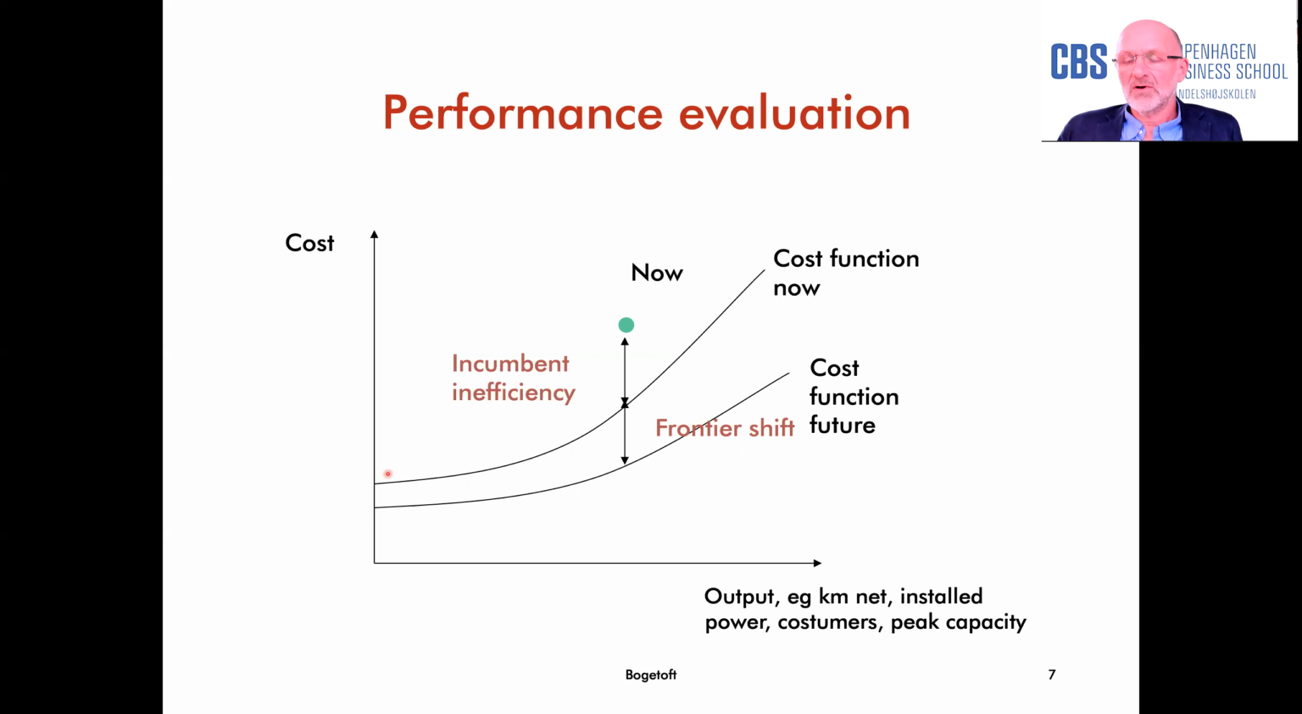If you now have the cost function as this curve here, moving up, and you have a given firm, a given operator, you can see that he has cost above what is reasonable, or what is minimal cost given his level of service here. So he's above the line, and that means that there's some kind of inherent inefficiency in that company. This company is not operating efficiently.